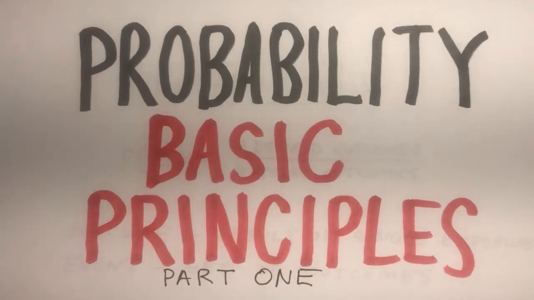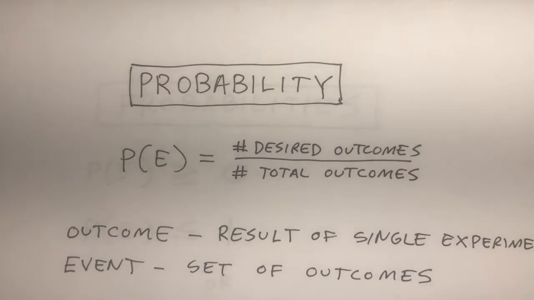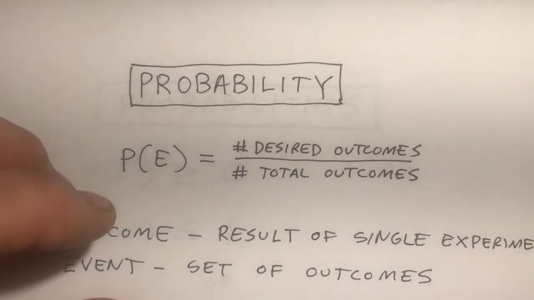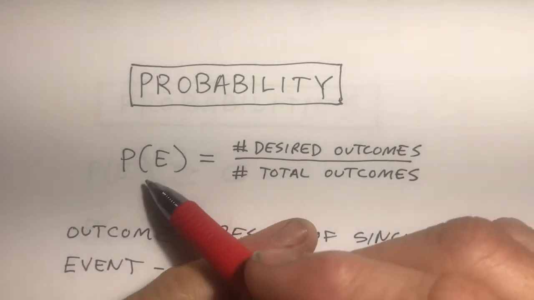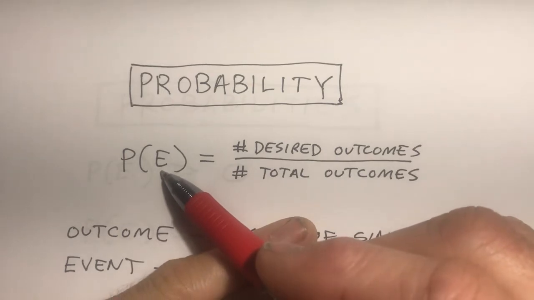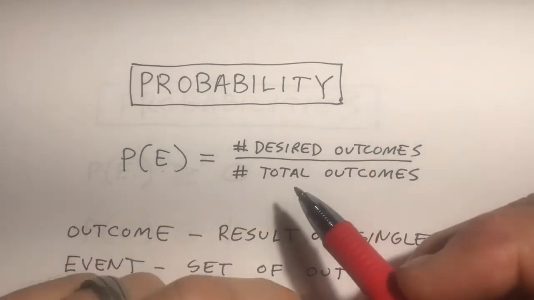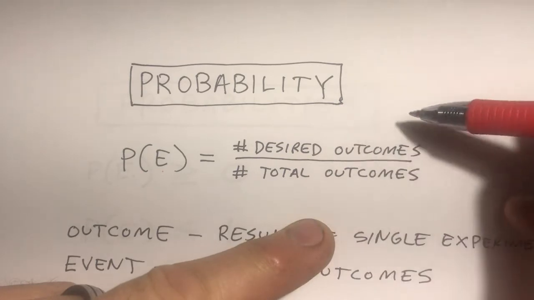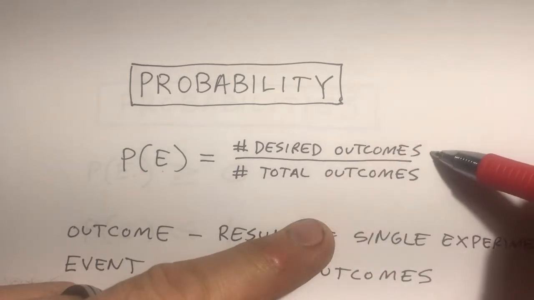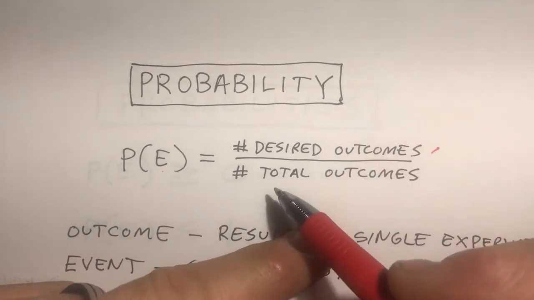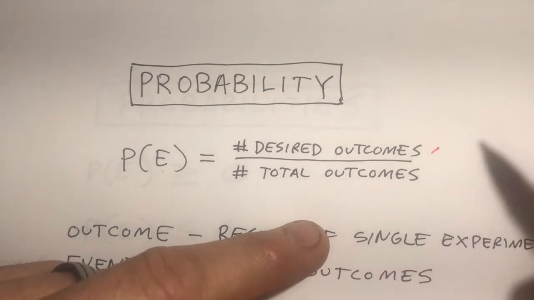All right, in statistics today, we're looking at probability, basic principles of probability, and this is part 1. Okay, in probability, we have this right here. This is the probability of an event. We're going to talk about events here in a minute, but probability of an event is the number of desired outcomes divided by the number of total outcomes.